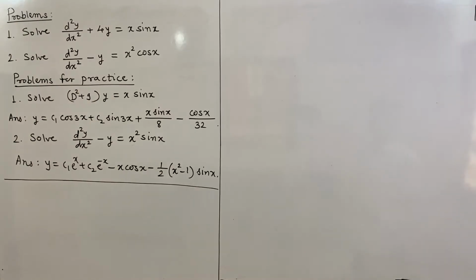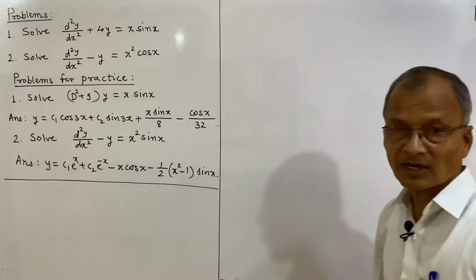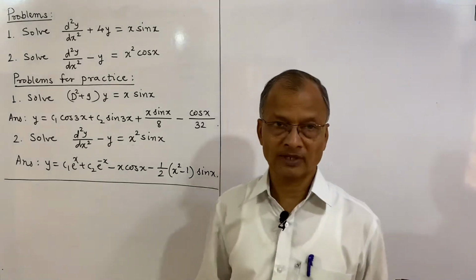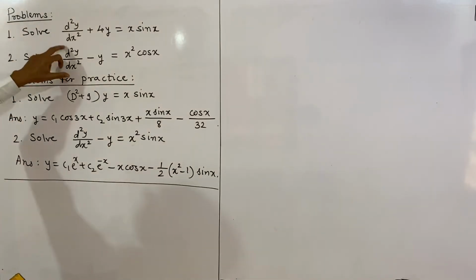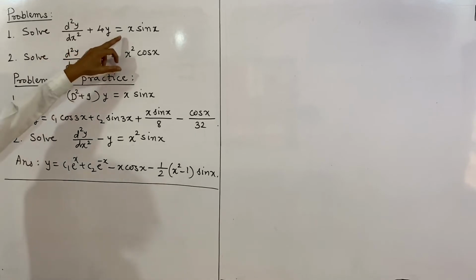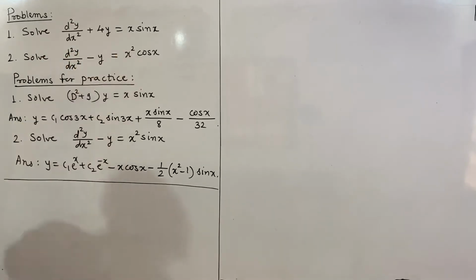Now we shall solve problems on the formula that we have just obtained. I have written a few problems here. The first is d square y by dx square plus 4y is equal to x sin x, and we shall solve this first.